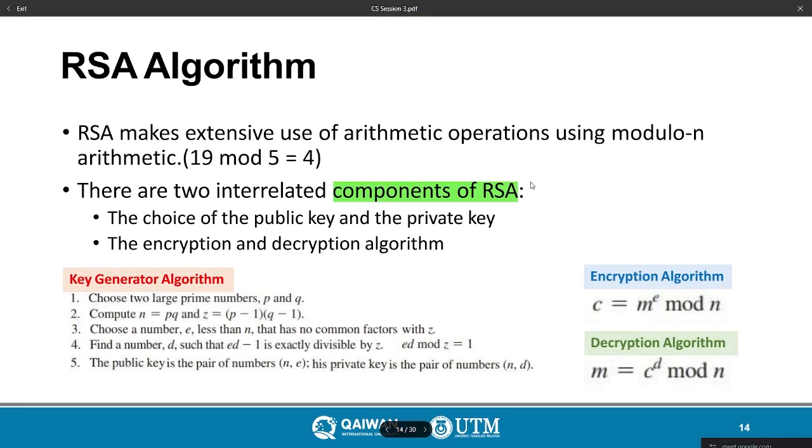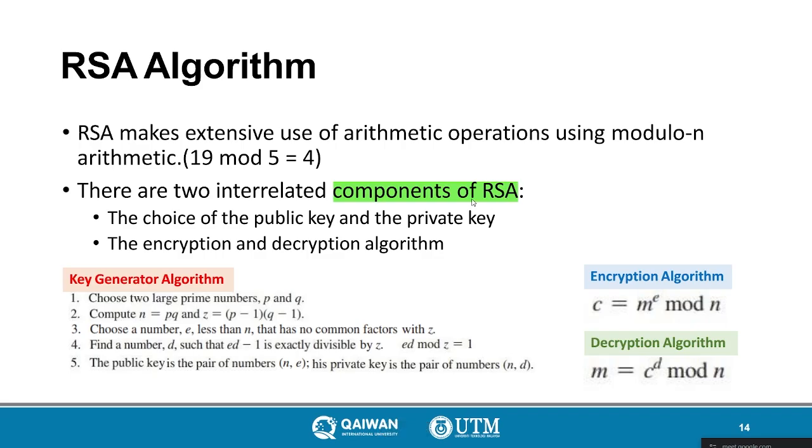Now, we have the RSA algorithm. We said that we will talk about the RSA structure and the applications, and now we will talk about the RSA algorithm. RSA makes extensive use of arithmetic operations using modulo n arithmetic. Can you remember what the mod is, Mr. Bowen? 19 mod 5 is equal to 4. Can you tell me why this happens and what this means?